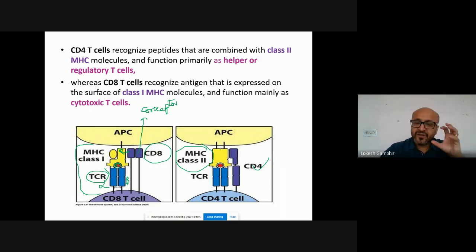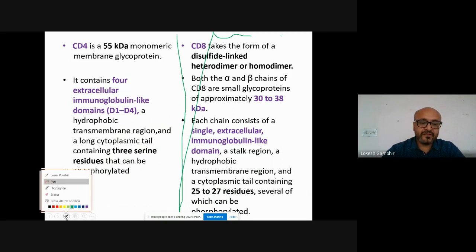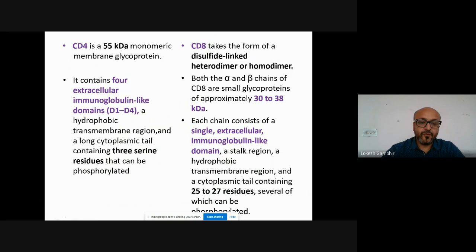So let's have a brief glimpse of what CD4 and CD8 are. Let's have a comparative chart. This is CD8 that I am talking about, and the left hand panel that we are discussing is CD4. CD4 is 55 kilodalton. CD8 is made up of 30 to 38 kilodalton glycoprotein. It's a very small glycoprotein.